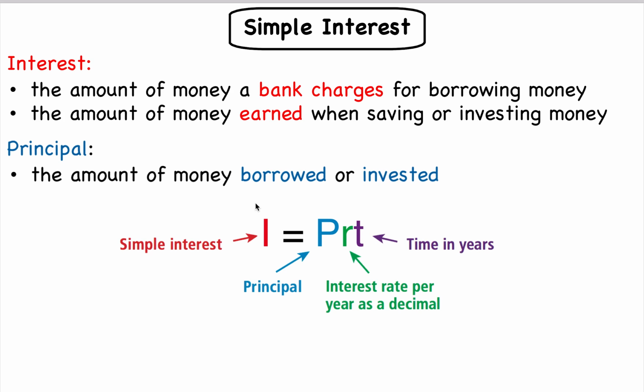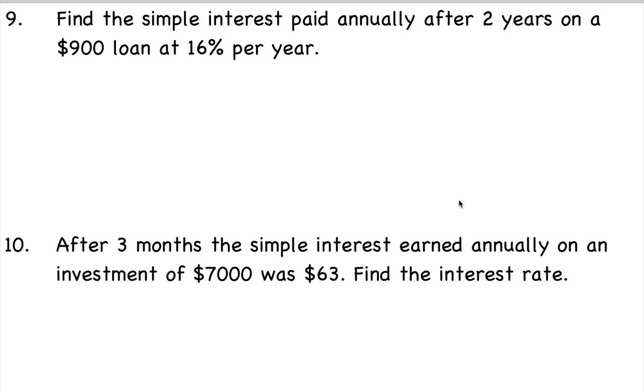I is the interest, P is the principal, R is the rate. Now the rate has to be annual and it's a decimal, okay? And the time is always in years. Let's do some problems involving simple interest.